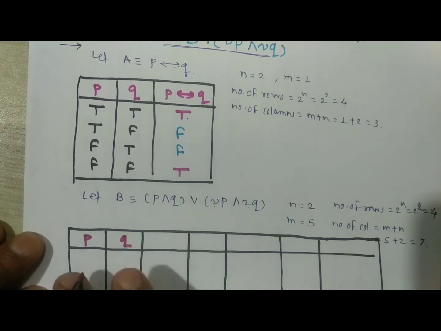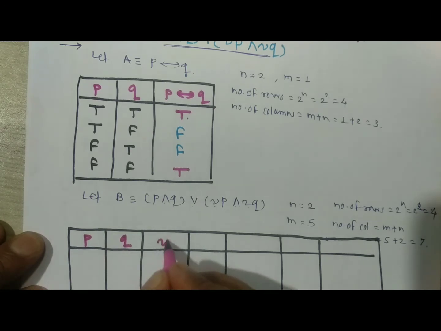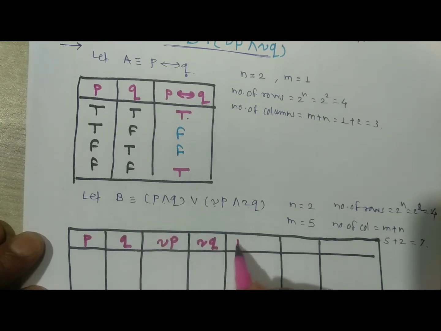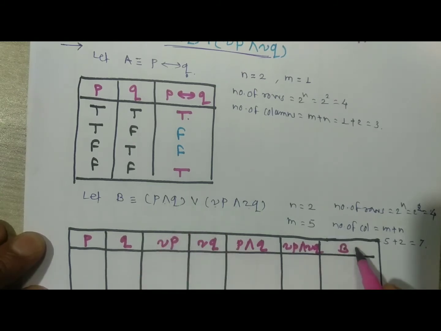If any statement has a negation, then you have to calculate the negation of P, negation of Q, then P and Q combination, then negation of P and negation of Q, and lastly B. That means that is nothing but P and Q, or negation P and negation Q.